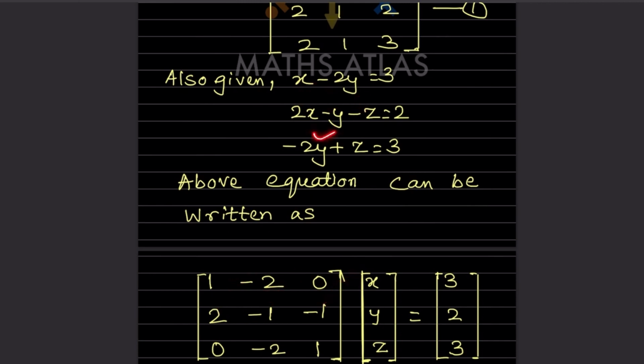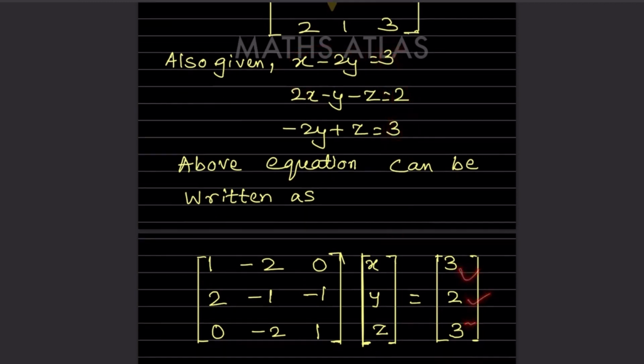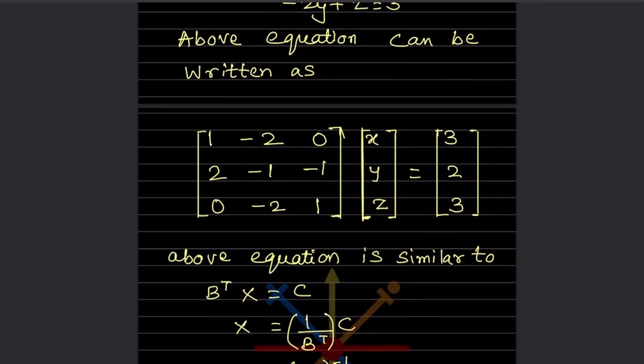And see here, this is y and z. We don't have anything for x over here. So that should be 0, minus 2, and this is 1. So this is very important, how to put the values over there. And now these are the x, y, z, and let us take the right side, that is 3, 2, and 3. So now this is similar to this equation, B transpose x is equal to C.